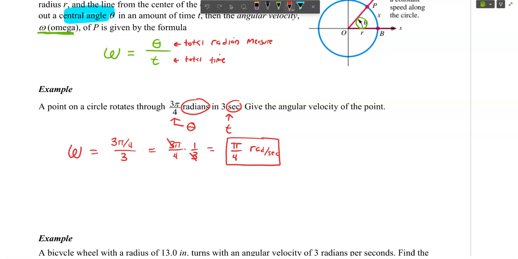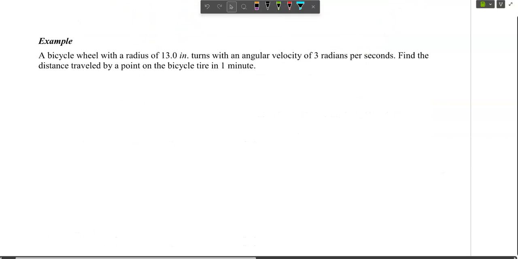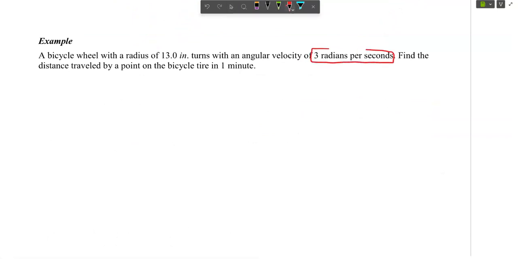All right, so let's look at an example that uses a little bit more of this all put together, in addition to some of the other formulas we've talked about, okay? So we have a bicycle wheel with a radius of 13 inches, and it turned with an angular velocity of 3 radians per second. We want to find the total distance traveled by a point on the bicycle tire over the course of 1 minute.